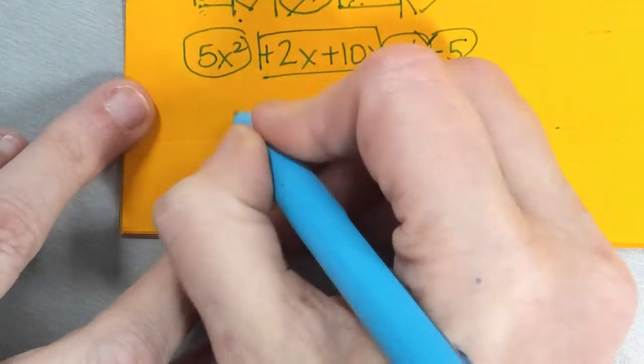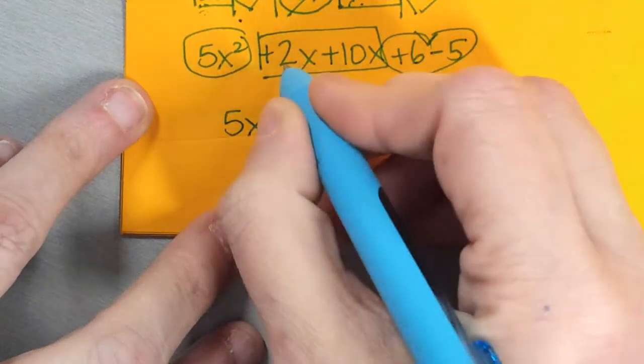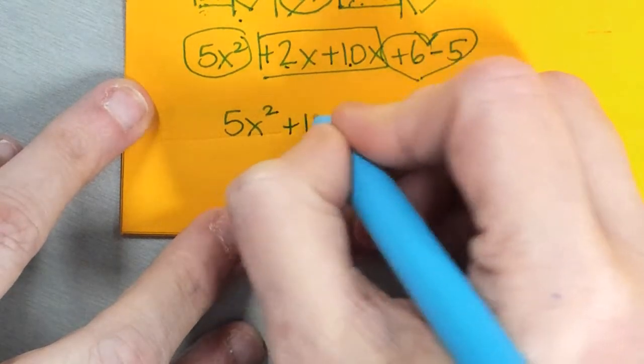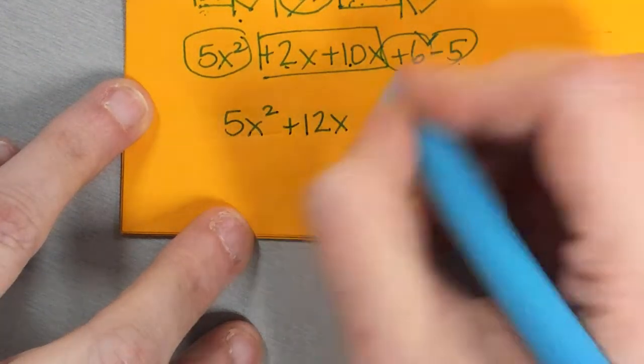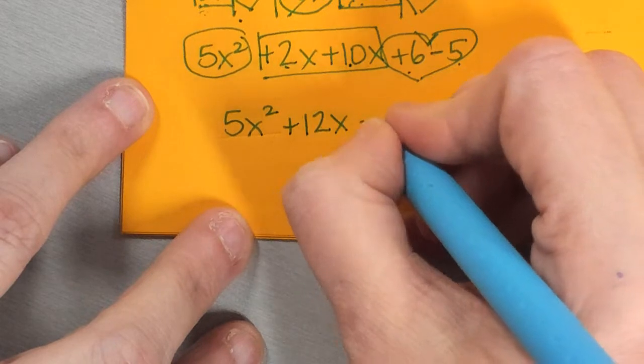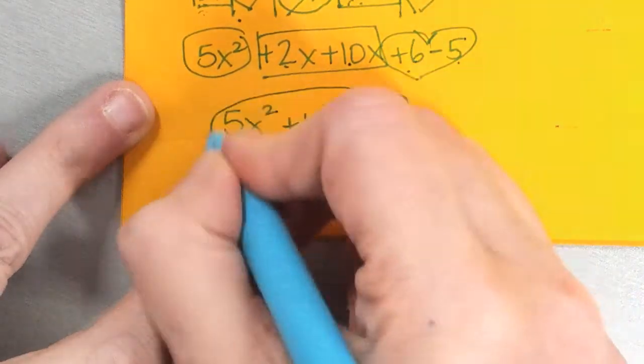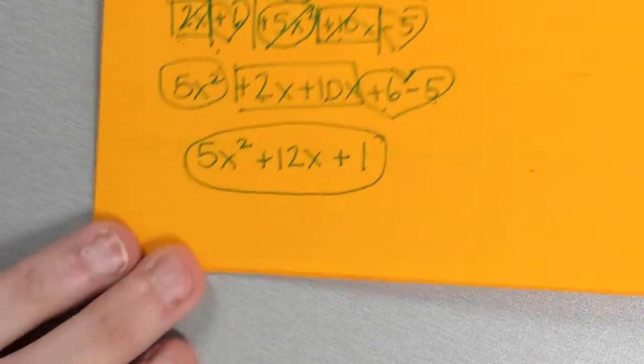Okay, so my 5x squared, there's nothing to combine. It's all by itself. 2 plus 10 is positive 12x. 6 minus 5 is, positive 6 and negative 5 is positive 1. And that's my final answer because I've only got one of each thing.